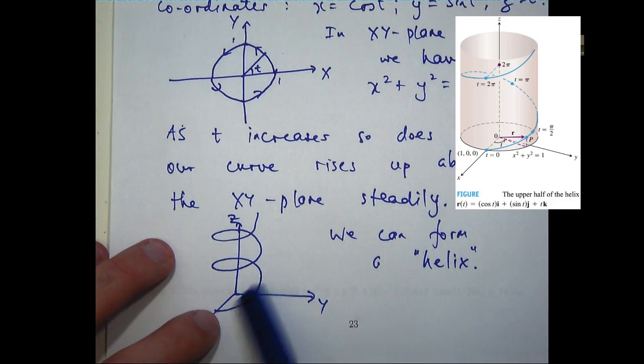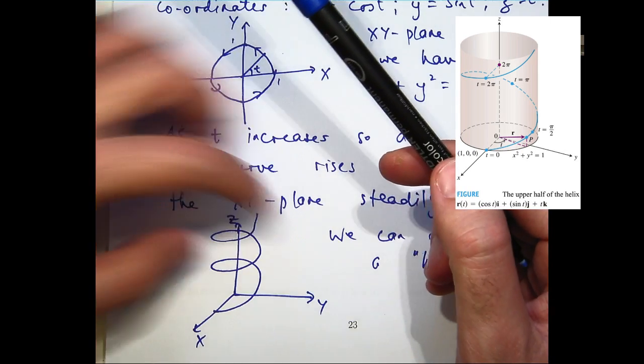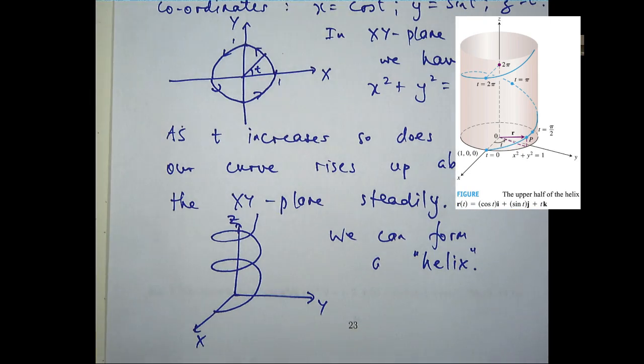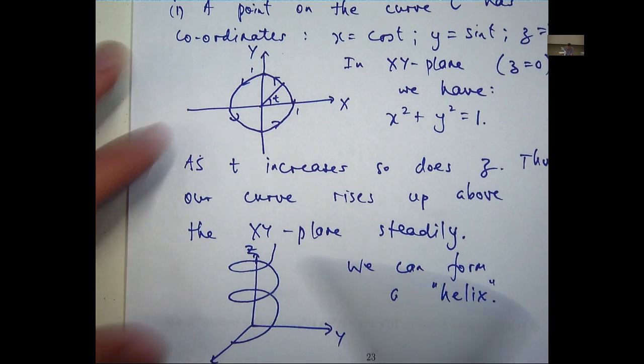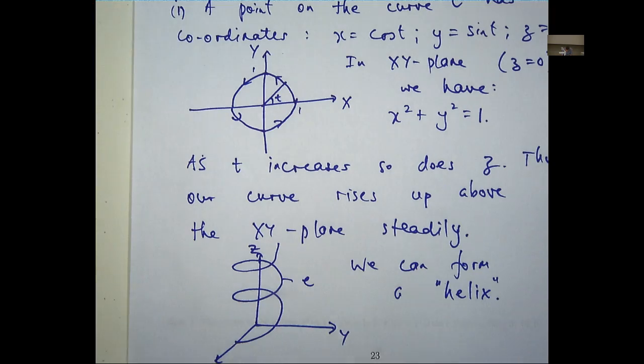Okay, now you can think of that helix sort of being cut into a cylinder that's wrapped around the z-axis with radius 1. Okay, that's the first part of the question. Our curve is a helix, or the top half of a helix.